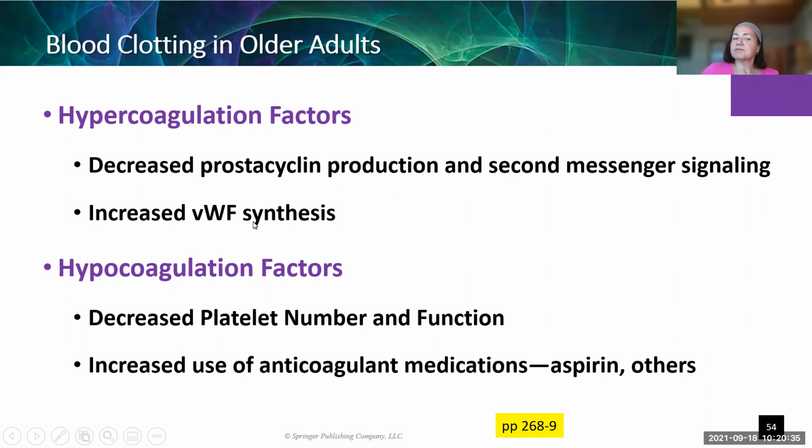For reasons that we're not going to talk about, von Willebrand factor gets made more. And remember, those are the kind of the hooky Velcro that can catch more of the circulating platelets. And so we're going to get clumping of the platelets. That's going to trigger the clot formation.